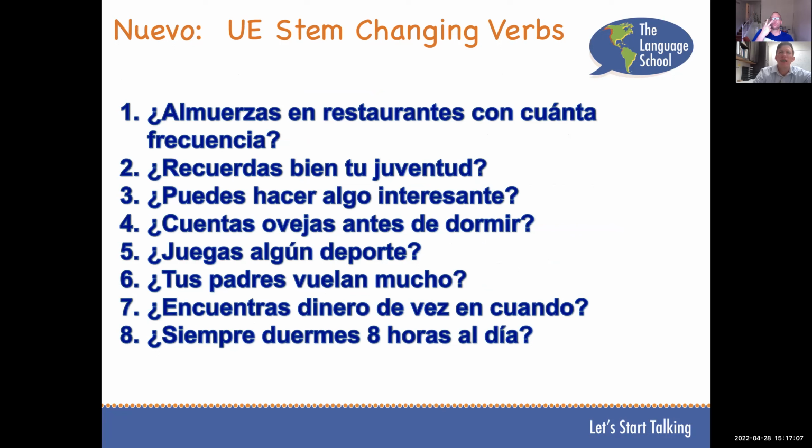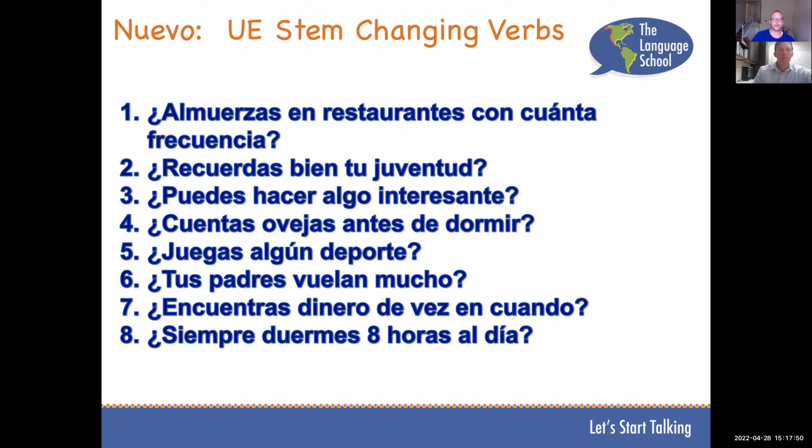One or two times. Una o dos veces por semana. Veces. Por semana, like per week. So, almuerzo en restaurantes una vez o dos veces por semana. Vez means time in the sense of an occasion, so not tiempo, we're saying vez. Una vez, and it's feminine.